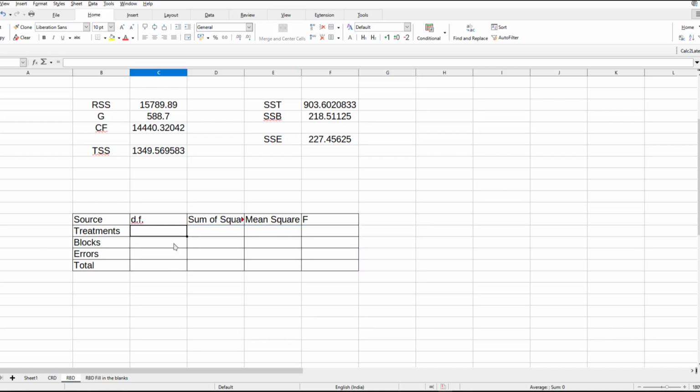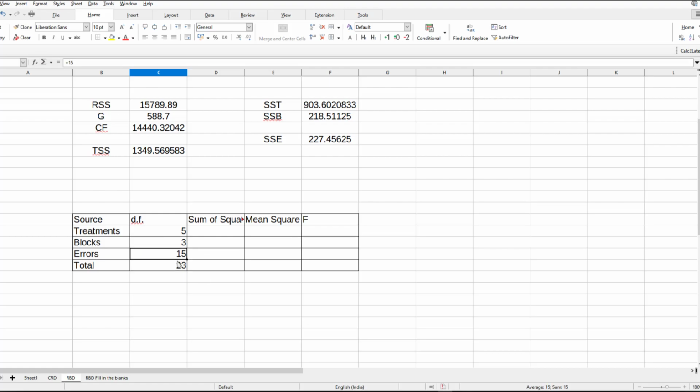So there are 6 treatments. So degrees of freedom will be 6 minus 1, 5. There are 4 blocks. So degrees of freedom for block will be 4 minus 1, that is 3. There are 24 items, right? So total degrees of freedom will be 24 minus 1, that is 23. So what will be the degrees of freedom for error? It will be (k minus 1) into (r minus 1). K minus 1 is 5 and block is 3. So 5 3s are 15.